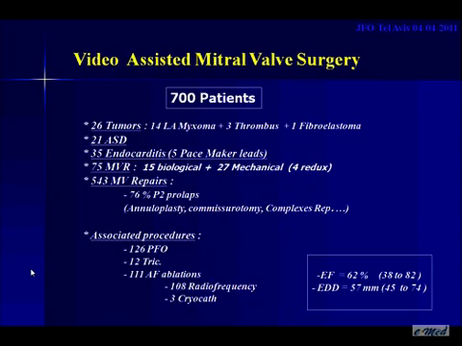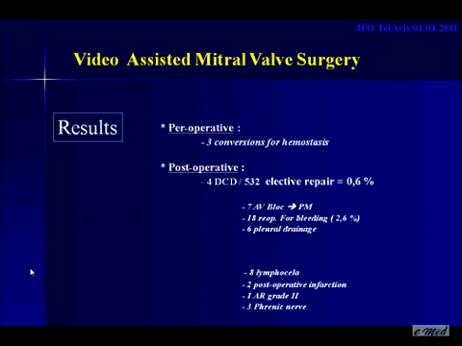I have mainly repairs, and at the beginning I used to repair only P2 prolapse, and now I am confident enough to address all kinds of repair, including the complex Barlow, including the anterior leaflet prolapse, which can be treated easily with Gore-Tex suture as my routine technique. If I look at the complications, we had a low mortality rate on the elective repair patients.